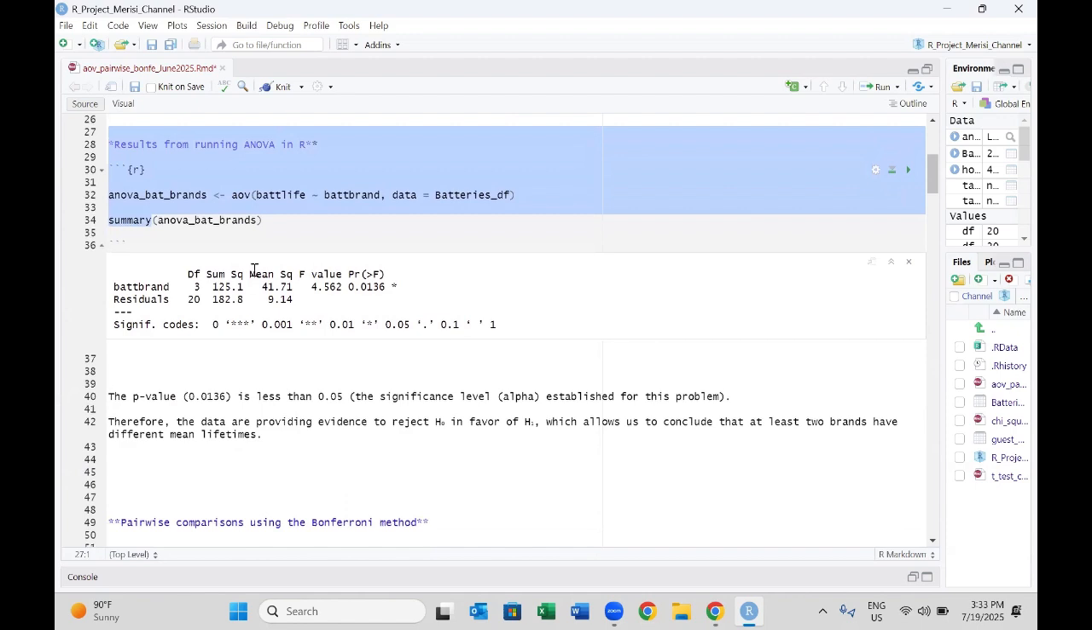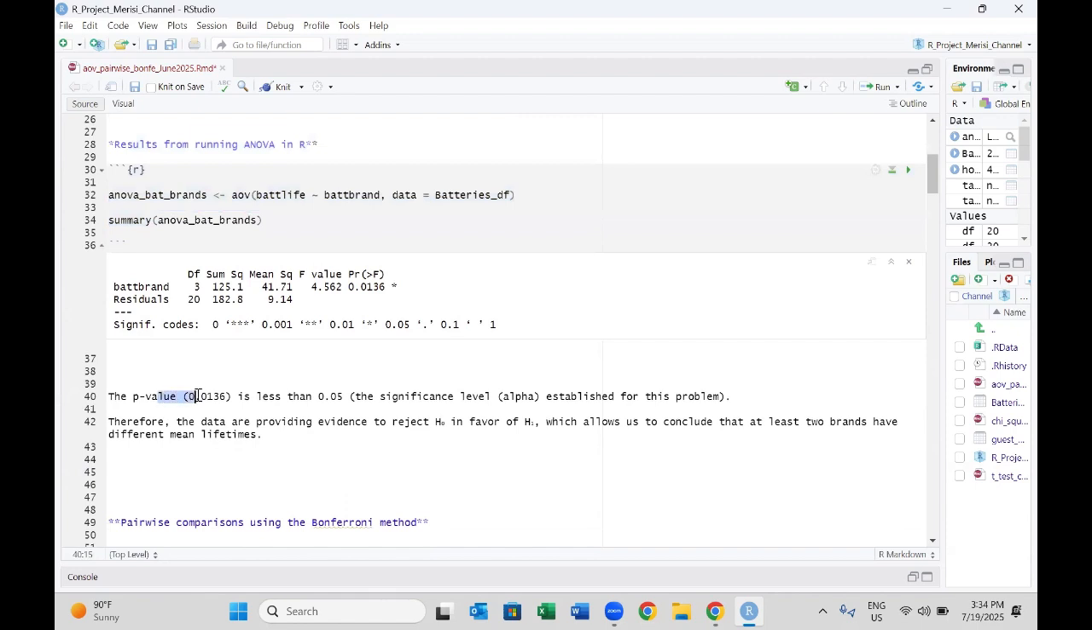I'm just going to focus directly on the p-value. When we compare the p-value to alpha, we can decide whether to reject H0 or not. Since the p-value is 0.0136, which is less than alpha, the significance level, we reject H0 and support H1, which allows us to conclude that at least two of the brands have different mean lifetimes.